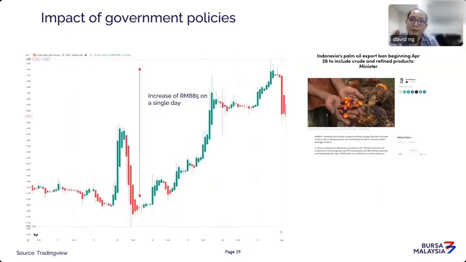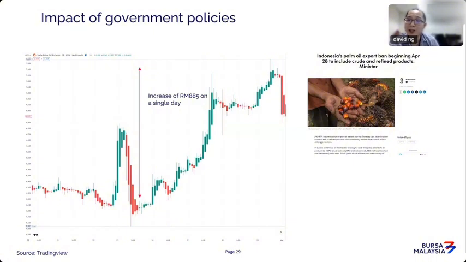Now, impact of government policies, I think this is pretty much something that's not easy to predict. In fact, government policies may not come on a regular basis, but the impact can be quite considerable. I think this happens especially during the height of a crisis. If you recall, back in 2022 with the Ukraine-Russia conflict, the Indonesian government decided to restrict palm oil exports. When that happened, prices of CPO just jumped almost 1,000 ringgit in a matter of days.